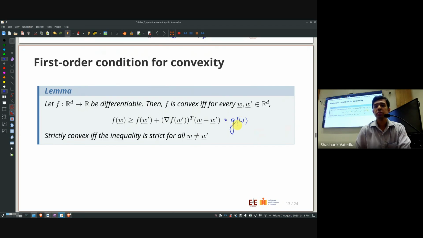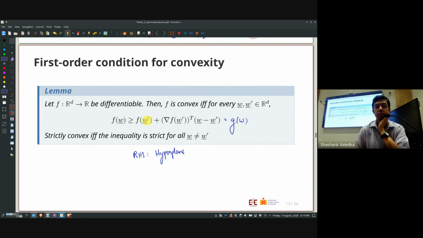Then what kind of a function is g of w? Okay, it's affine, right? And what does it look like in n dimensions? What kind of a set? It's basically a hyperplane in d dimensions, right? So this right hand side is basically a hyperplane. And because it passes through this w prime, it in fact has another property.